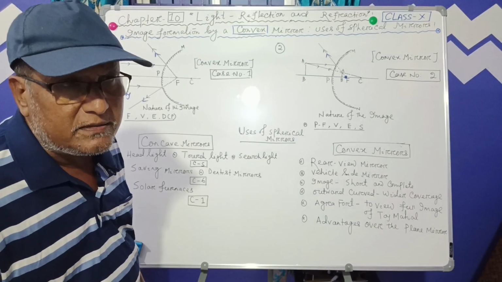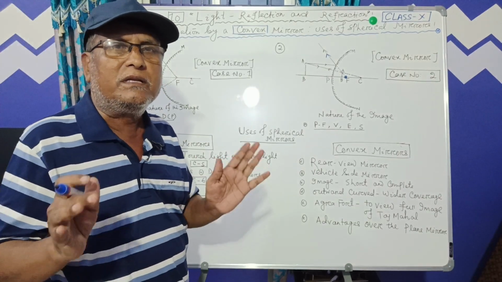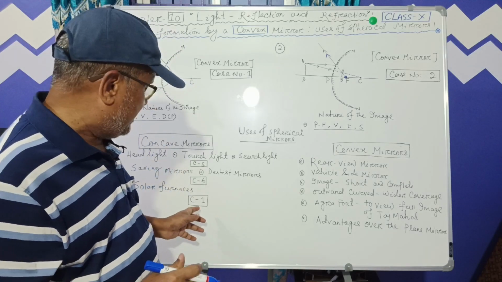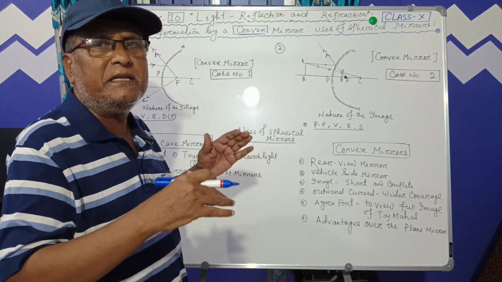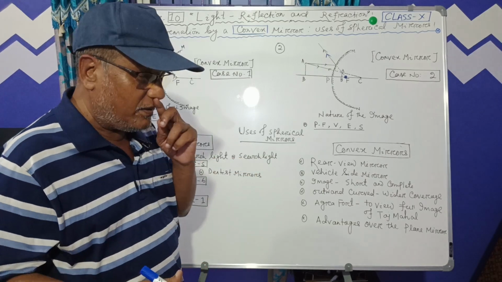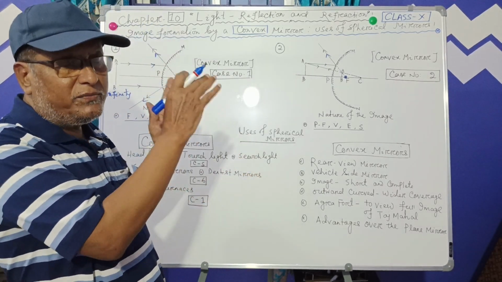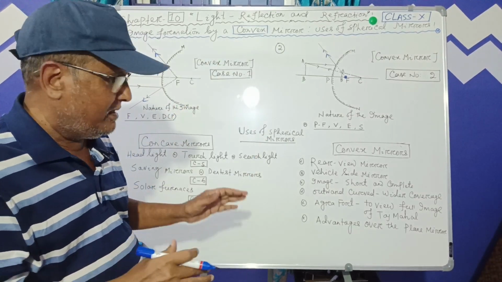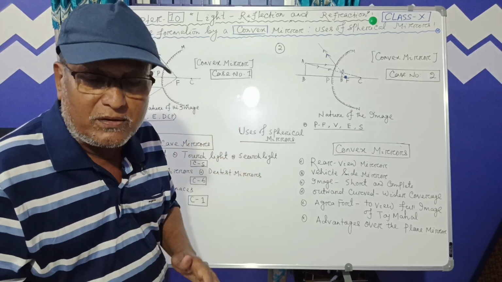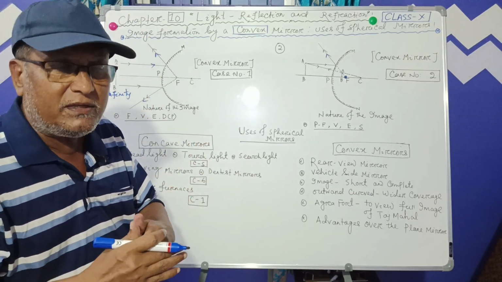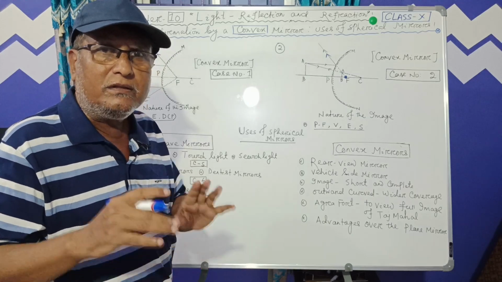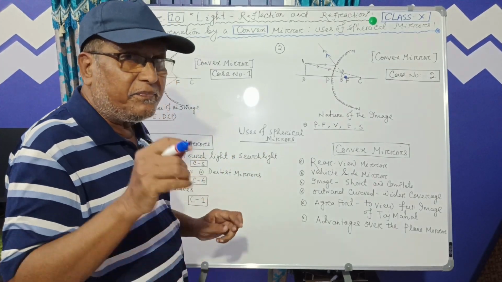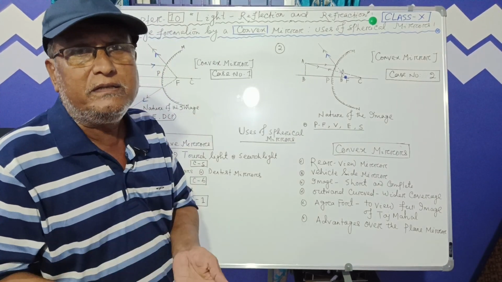And in solar furnaces, large concave mirrors are used to generate heat. So it is based on case number 1, when the object is at infinity. All parallel rays coming from the sun, after reflection they converge and meet at a point that is called focus. That's why concave mirror is called a converging mirror. And at that point, the focus, heat is generated.